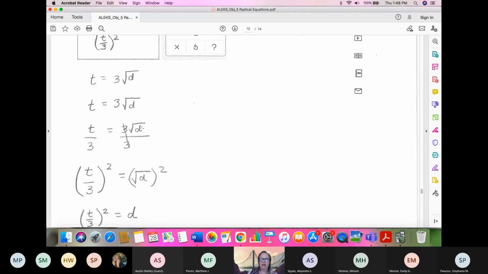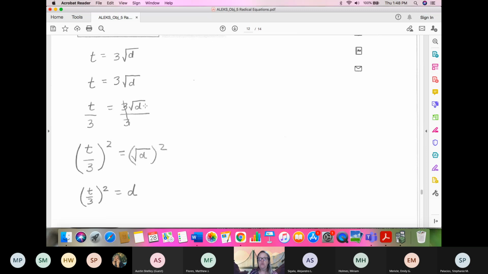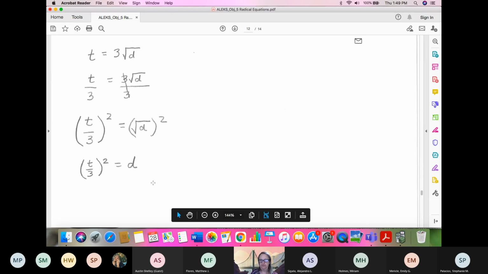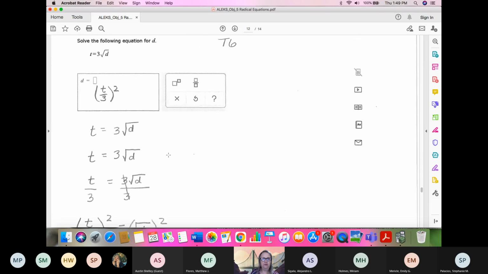3 divided by 3 is 1 times square root of d is square root of d. So we are now left with t divided by 3 equals square root of d. We've got the radical isolated. So we're going to square both sides. We take this entire side, put it in parentheses, and then square it like that. Squaring undoes square rooting. So all we're left with inside is that d. And that is the answer right here. That's all there is to that. T over 3 squared equals d.